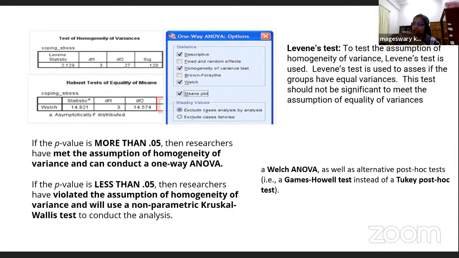So once we do our ANOVA, we want to do the post-hoc to see where the differences are. I will show you later. But if you are not meeting the assumption, you can use Welch ANOVA and Games-Howell test instead of Tukey post-hoc. I'll show you. Don't worry about this. Okay. So my key point that I want to show is you must check for the homogeneity of variance.